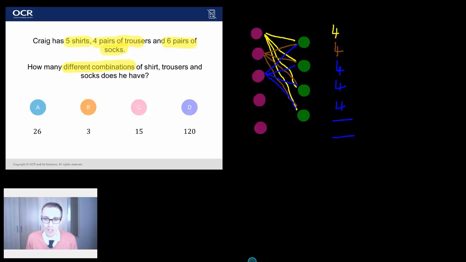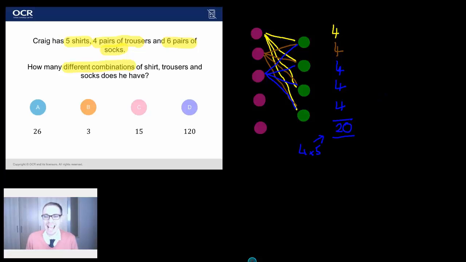So how many have I got? Well, 4, 8, 12, 16, I've got 20 different combos. So there's 20 different combinations of shirts and trousers. And how did I get that 20? Well, it's 4 times 5. 4 times 5 is going to give me the 20.